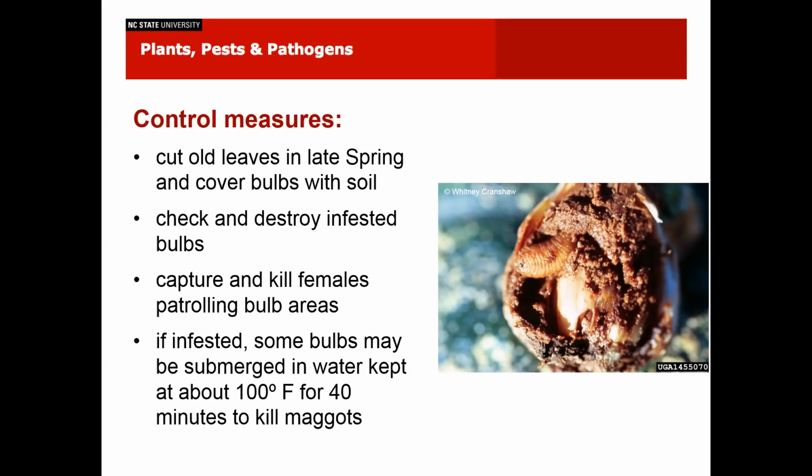And I've heard and I've read that if a bulb is infested and not fully fed on, some bulbs may be submerged in water, kept at about 100 degrees F for 40 minutes to kill the maggots. Now, again, I've only read that. I've not tried that myself. Irises in my yard seem to be the opposite, going crazy rather than declining. But that may be an option. So again, if you have some prized plants and you really want to save a variety that's being attacked, that may be an option.